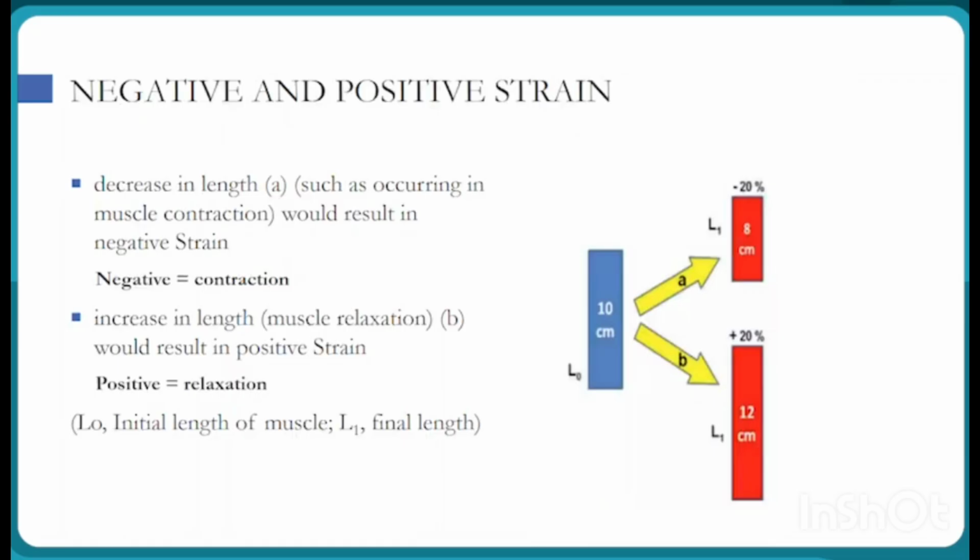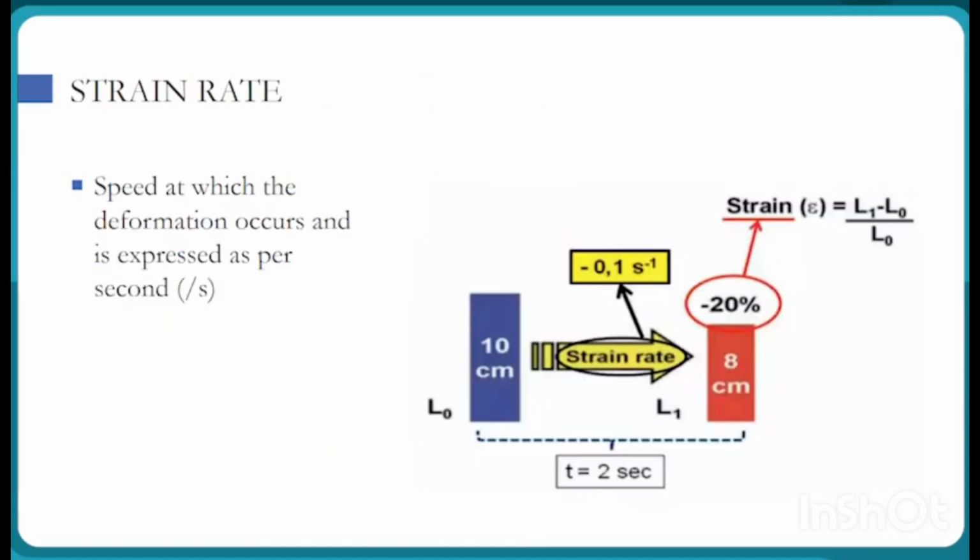If there is a decrease in length of a myocardial fiber, such as occurs during muscle contraction, that would result in a negative strain. So negative strain means there is muscle fiber contraction. When there is an increase in length, as in muscle relaxation, that would result in a positive strain. That is, if the strain is positive, that means relaxation.